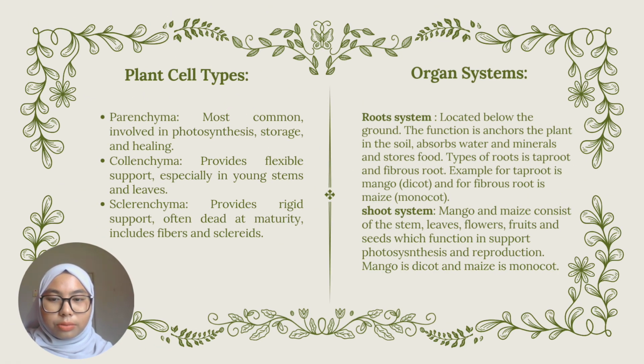Next, we have plant cell types. We have parenchyma, collenchyma, and sclerenchyma. Next, we have organ system. We have a root system and shoot system.